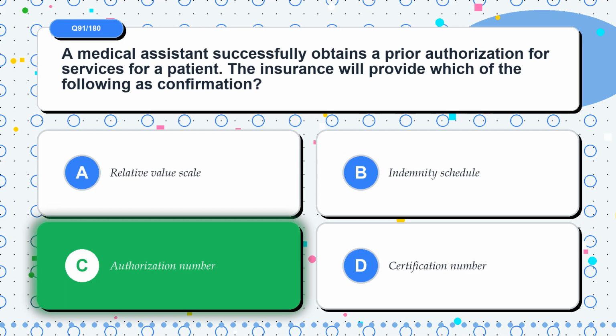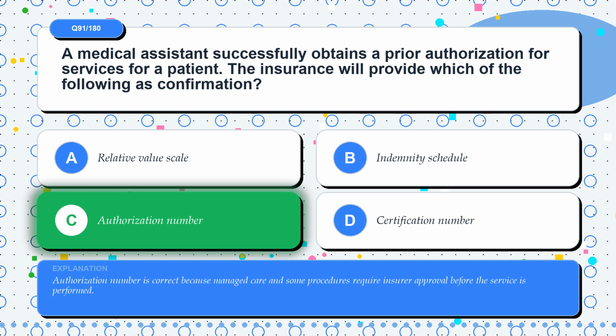The correct answer is option C, authorization number. Authorization number is correct because managed care and some procedures require insurer approval before the service is performed.